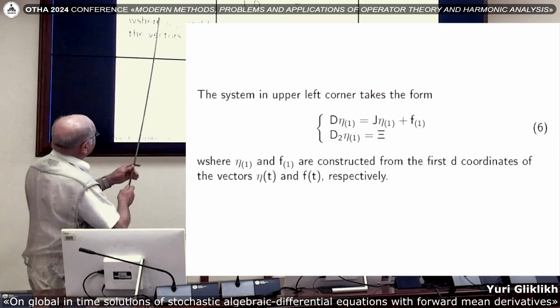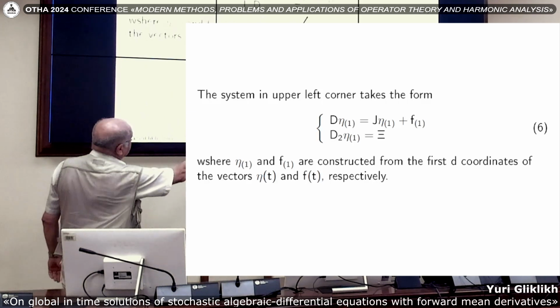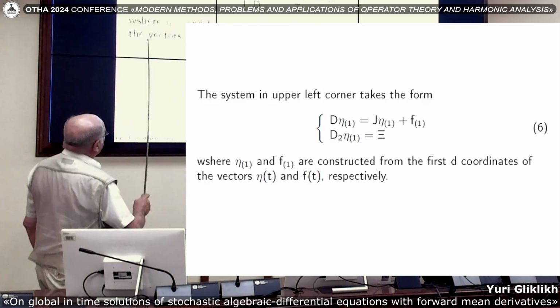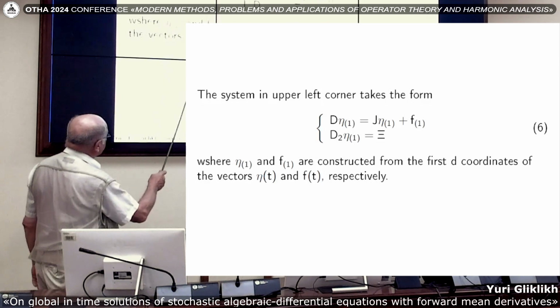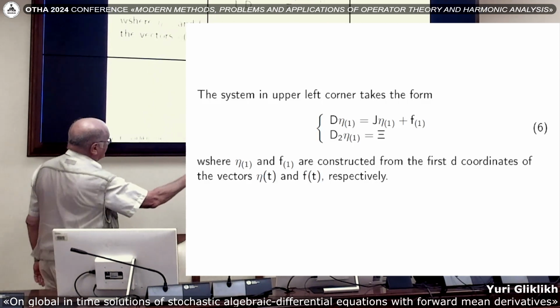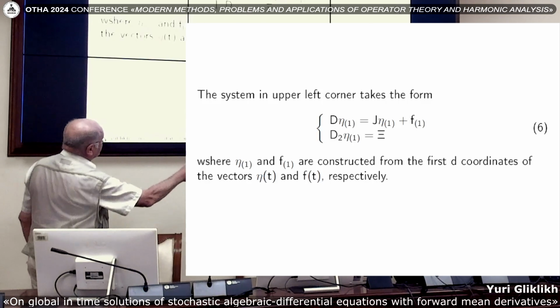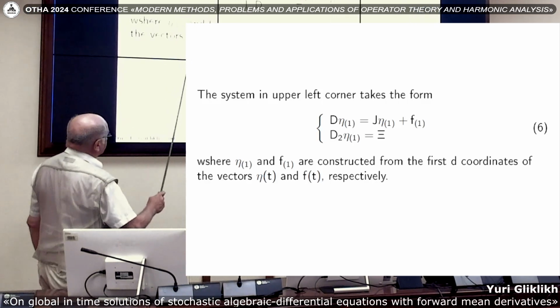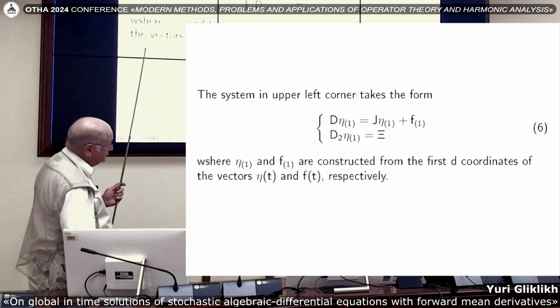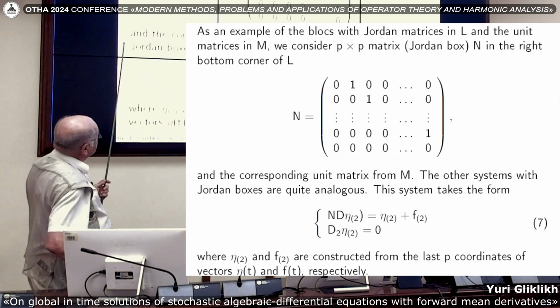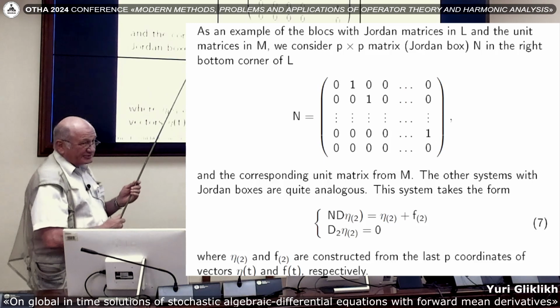The system in the upper left corner takes this form, where eta sub 1 and f sub 1 are constructed from the first d coordinates of eta and f, respectively. It's an example of that Jordan matrix.